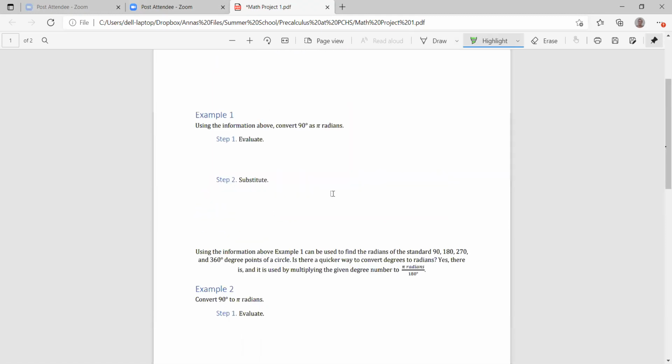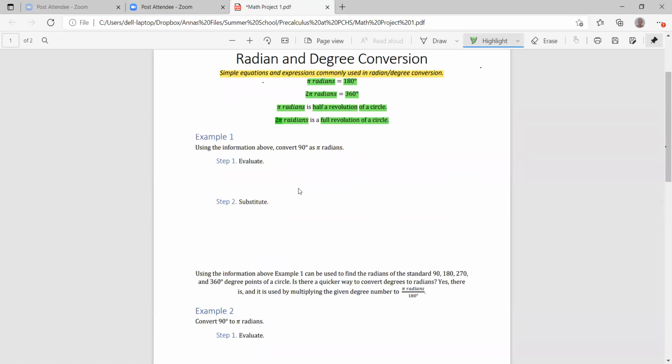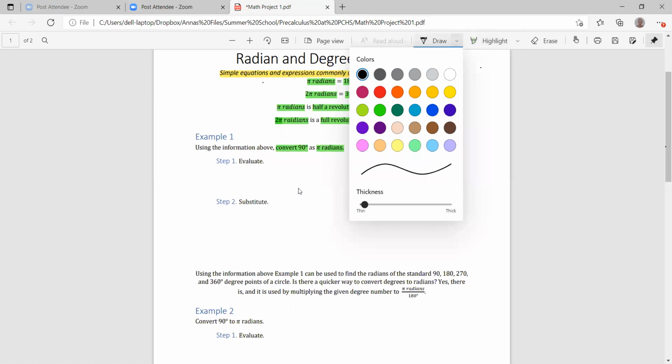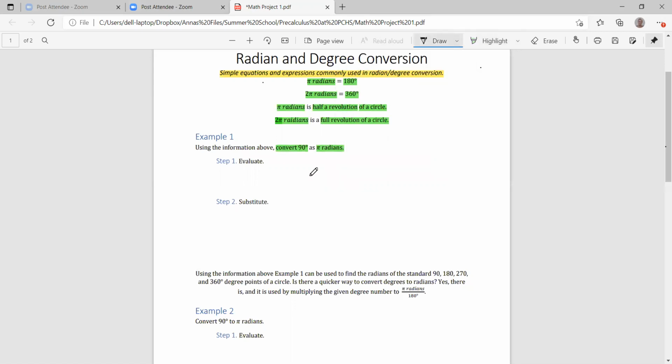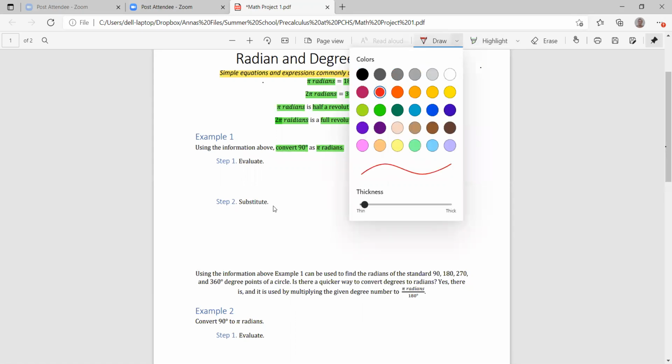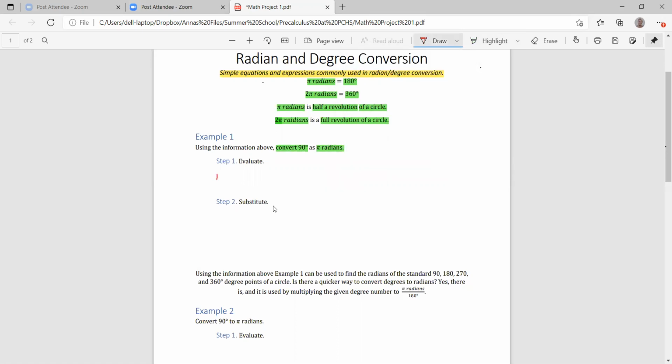So now that we know these facts, let's go to example 1. Using the information, we have to convert 90 degrees to pi radians. So we're going to start off by writing down what we know. What we know is we have 180 degrees, and it is equal to pi radians. So we're going to write 180 degrees is equal to pi radians.